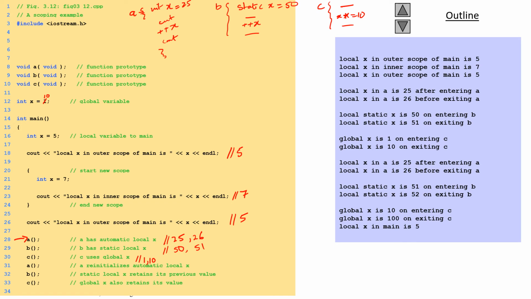So this is the first pass. The interesting thing now happens when we call a again. A had a local variable x.